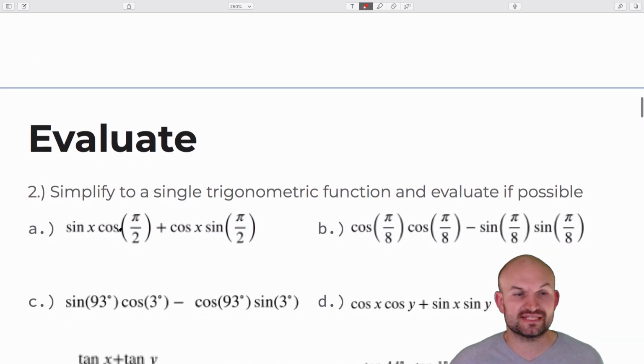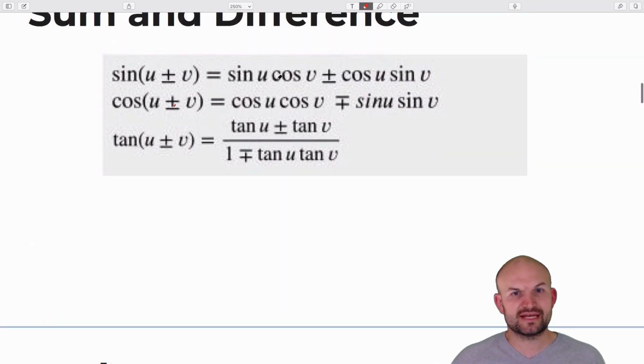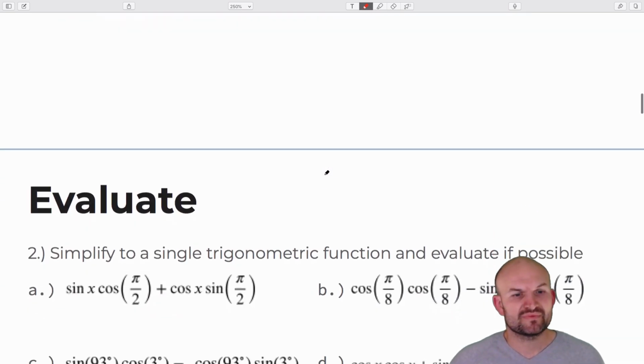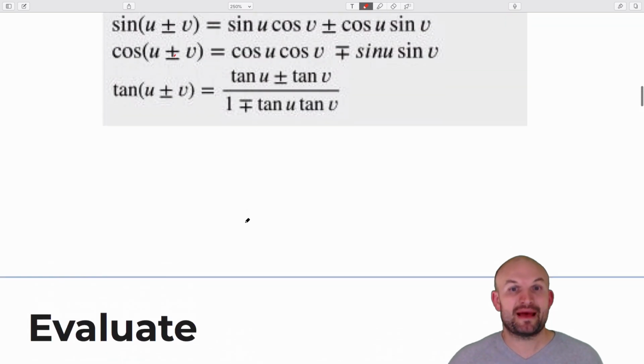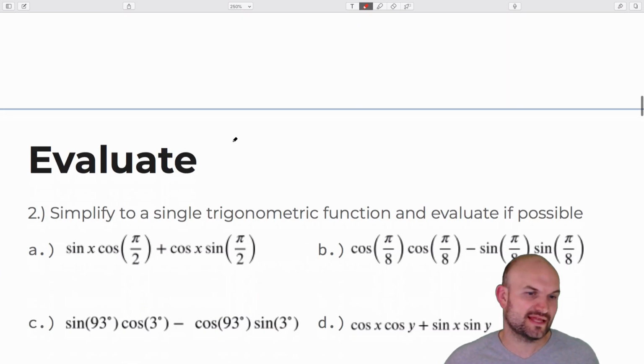So the first example says sine and cosine, right? And then cosine and sine. So you've got to think, all right, which formula is that? Is that the sine or the cosine formula? And you can see, obviously, the sine formula is sine, cosine, cosine, sine. And I'm adding, and since I'm adding, you're adding the angles, right? So all we've got to do is add the angles.